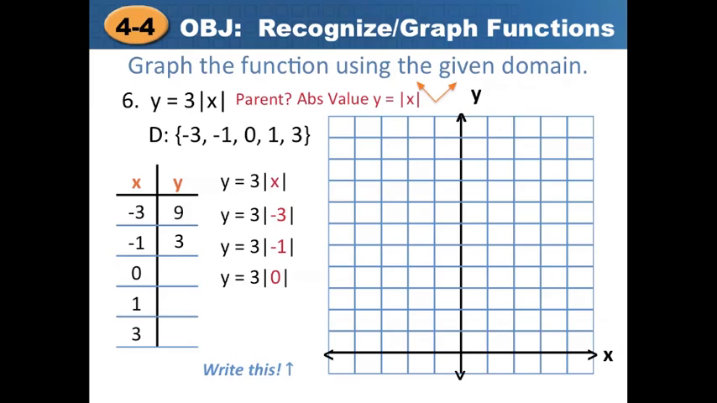Remember, the absolute value bars in your calculator can be found under Math, arrow to the right, select Num, and then it's the first option, ABS. When you complete your table of values, you can begin plotting your points on your graph paper.